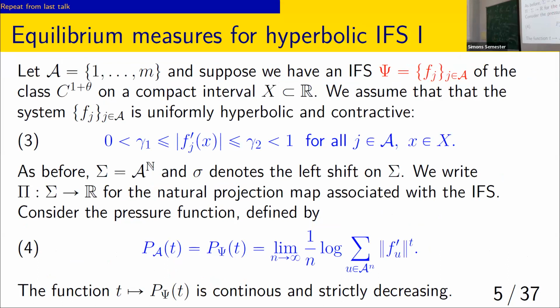So yet again, the alphabet is the numbers from 1 to n, and we consider this iterated function system, which is now denoted by psi, and this is a collection of contractive C^{1+eta} maps on this compact interval X. We always assume this inequality: that we are given gamma 1 and gamma 2 such that the derivative of every map at every point is in between these two numbers. So for every i and for every x from capital X. And this is always the symbolic space.